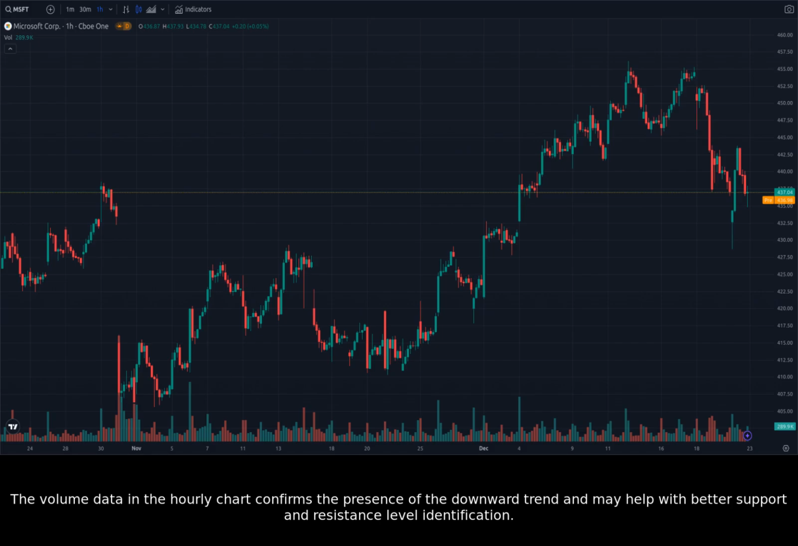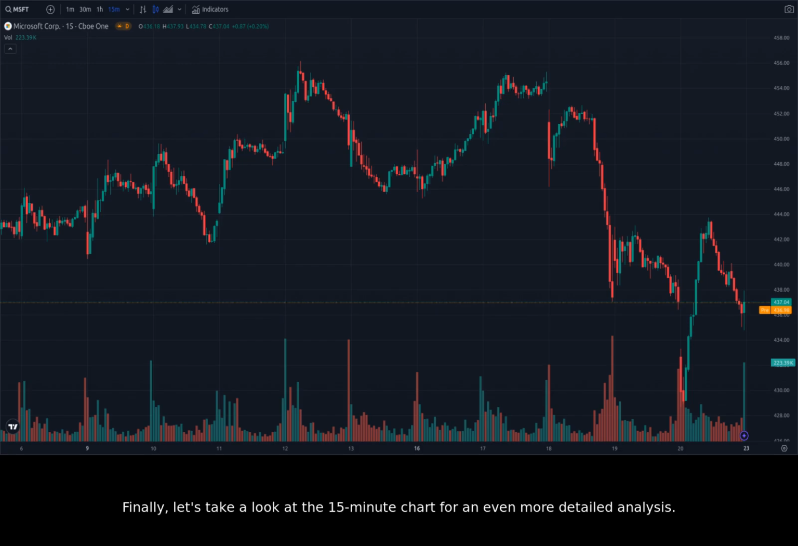Finally, let's take a look at the 15-minute chart for an even more detailed analysis. This timeframe helps us identify short-term momentum and potential entry/exit points for day traders. The 15-minute chart shows the rapid price fluctuations that occur within each hour. Observe how the short-term trends can quickly shift, highlighting the increased volatility of intraday trading. Notice how the volume data may aid in predicting potential reversals in this timeframe.